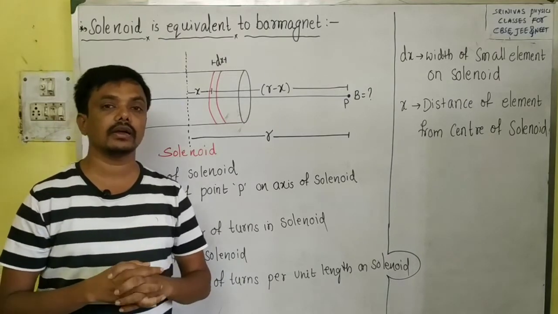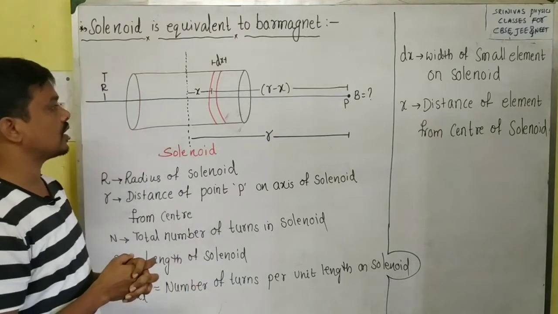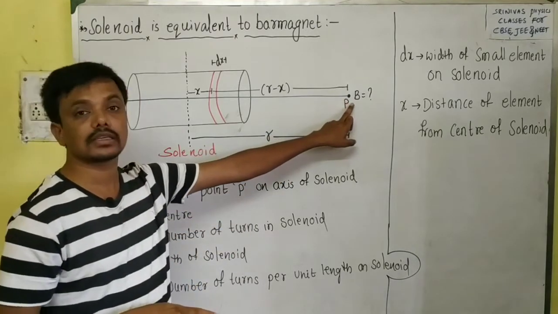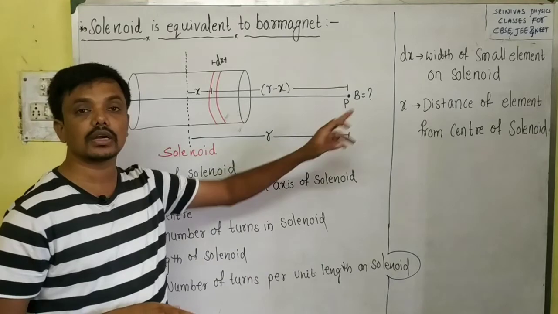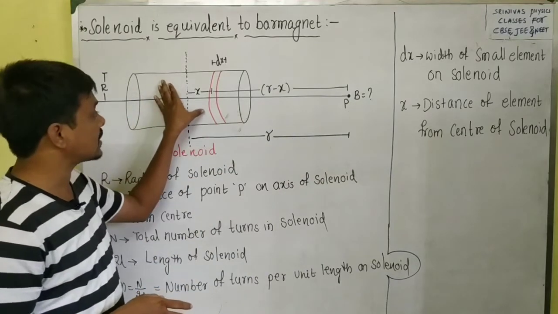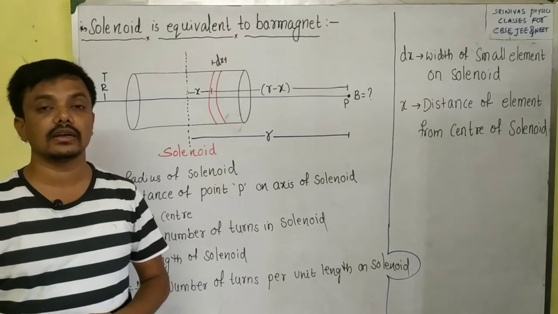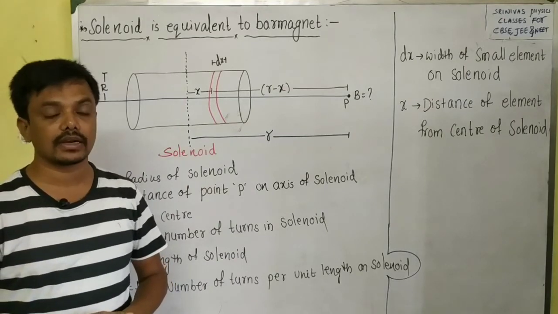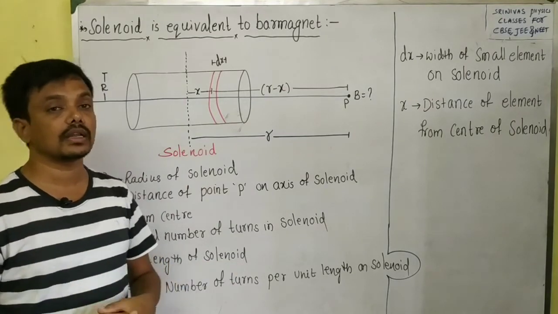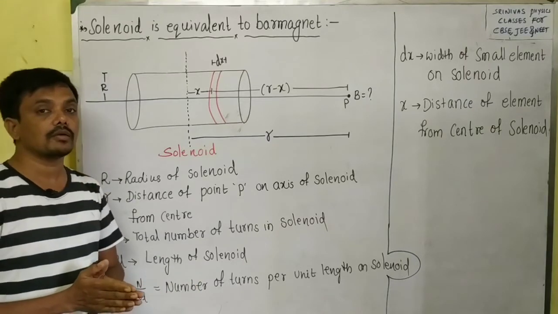Now I am going to derive the formula for the magnetic induction on the axis of the solenoid, and I will show that the magnetic induction on the axis of the solenoid is equivalent to the magnetic induction on the axis of bar magnet. When they are equal, automatically the solenoid is also equal to the bar magnet.